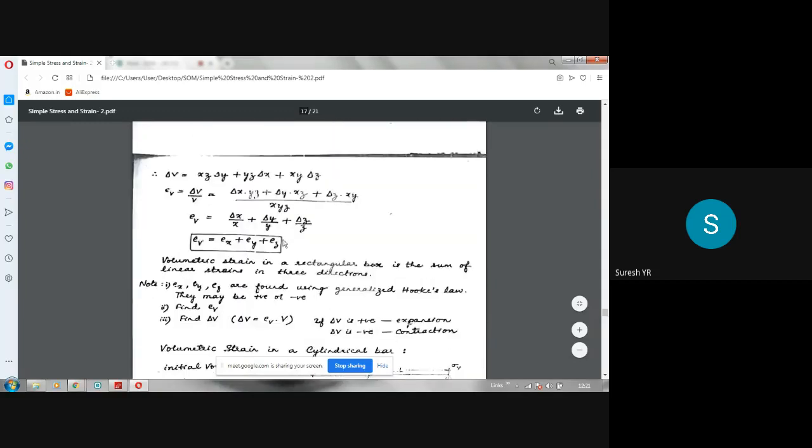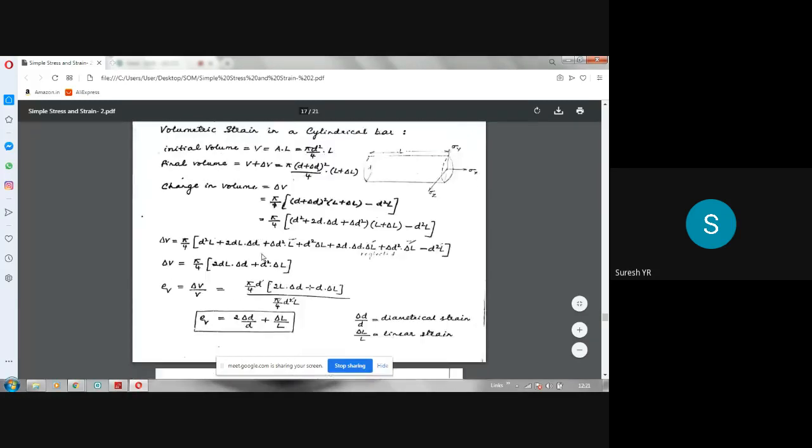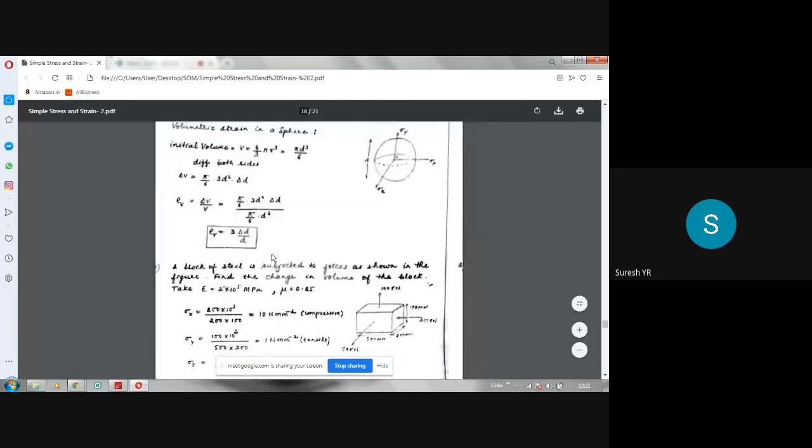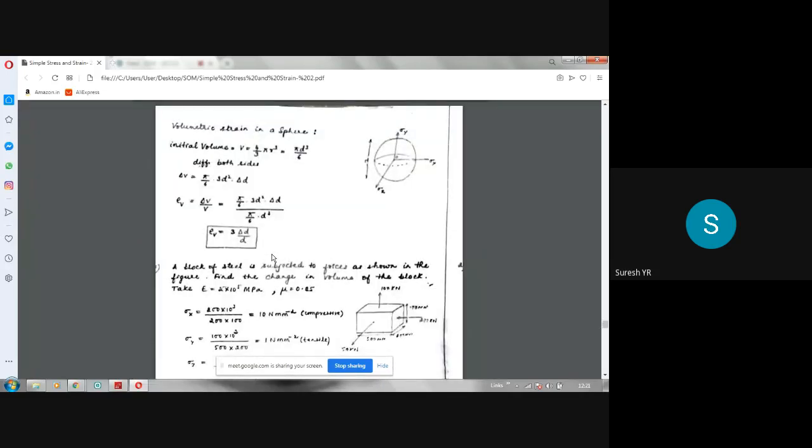This is the strain along x direction. Whereas in the case of a rectangular bar, strains in all the three directions we have to find out using generalized Hooke's law and we have to add. So this is how we are going to find the volumetric strains for three types of objects. One is rectangular rod, another one is cylindrical rod, third one is sphere. So these are the simple book ones.